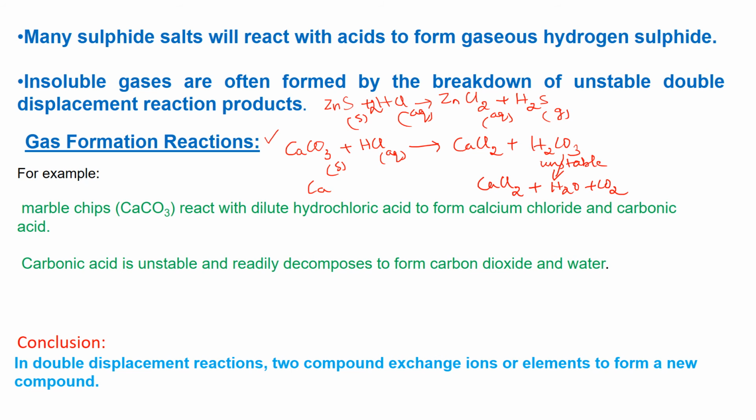Let us write the final equation for this. Calcium carbonate, which is a solid, combines with hydrochloric acid to form calcium chloride, water and carbon dioxide. The intermediate product is carbonic acid. So with this we are concluding the double displacement reaction. In a double displacement reaction, two compounds exchange ions to form two new compounds. There is a mutual exchange of ions between the two compounds to form two new compounds.